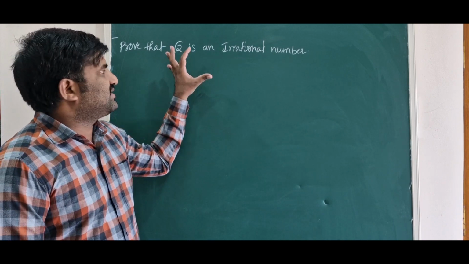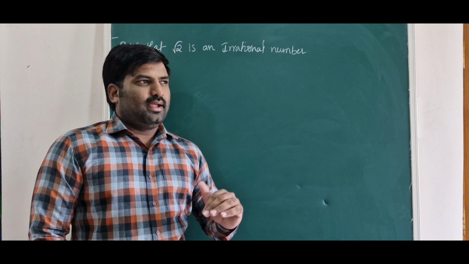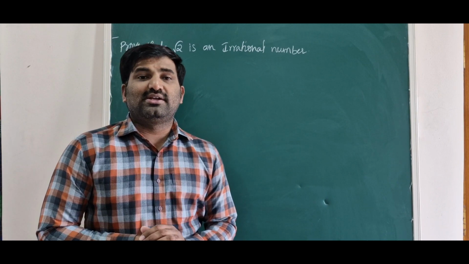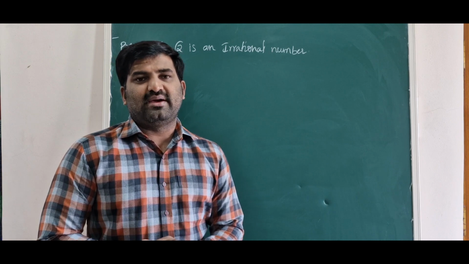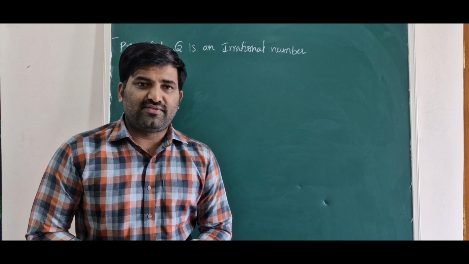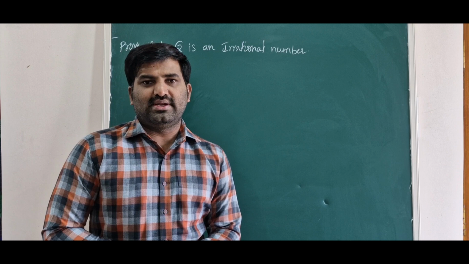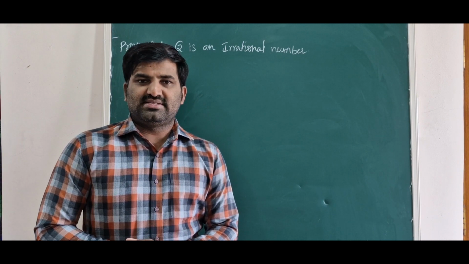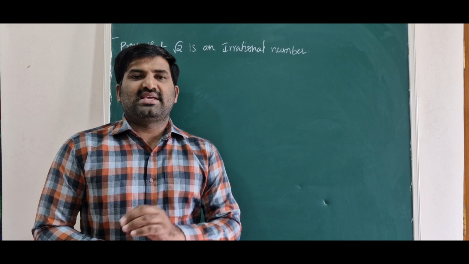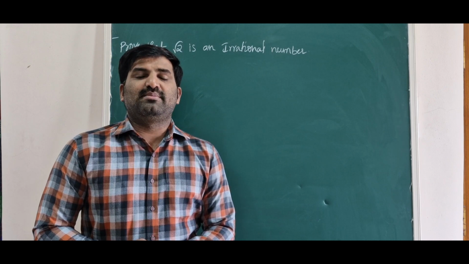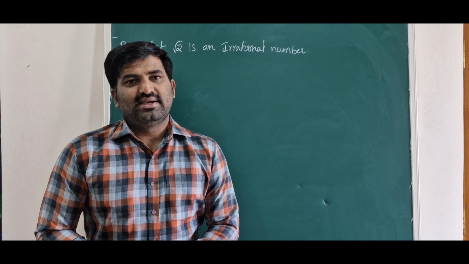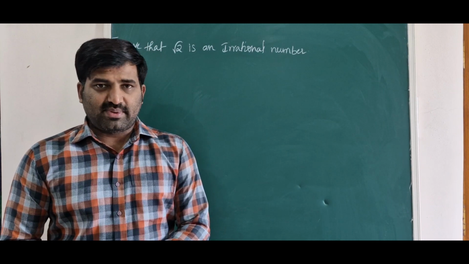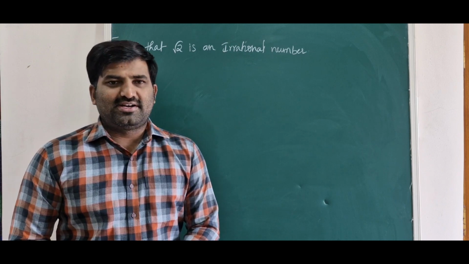If you want to prove this root 2 is an irrational number, in the 9th grade we proved that root 2 is a non-terminating and non-repeating number. By decimal expansion of a number, we proved it's an irrational number. So if the decimal expansion of a number is non-terminating and non-repeating, we can say that it is an irrational number. But in grade 10 we will not prove by using decimal expansion, we will prove by using the contradiction method.